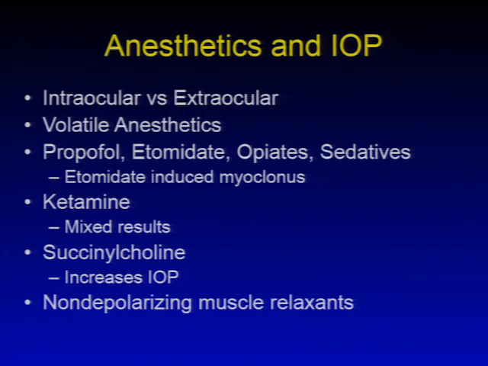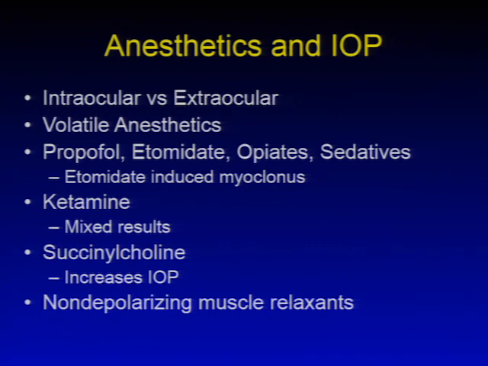The cause is multifactorial, including CNS depression, decreased aqueous humor production, increased aqueous humor drainage, and extraocular muscle relaxation. The IV anesthetics, including propofol, etomidate, opiates, and sedatives, all decrease intraocular pressure. However, it is important to note that etomidate causes myoclonus, which can be dangerous in a ruptured globe.